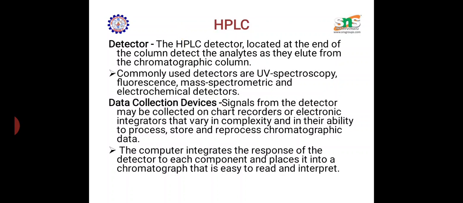The detector detects the analyte at the end of the column, and based on this we get signals in the detector. The detector records and processes them. The computer integrates the responses and gives them in a plot. So with this we can identify the different types of chemicals present, and even the mass can also be identified here.